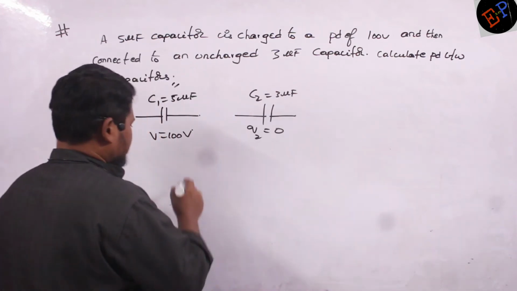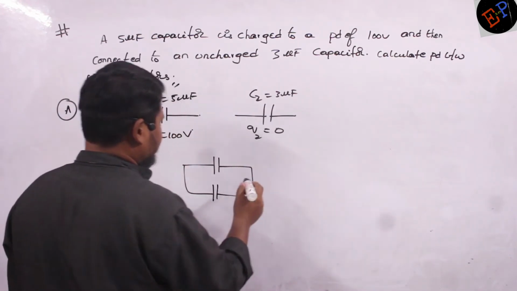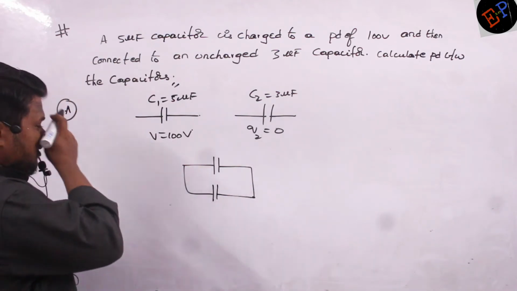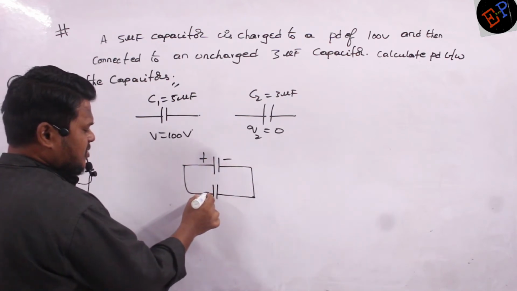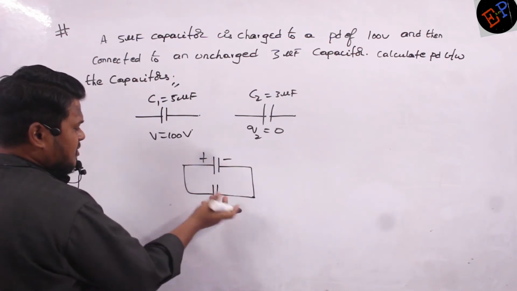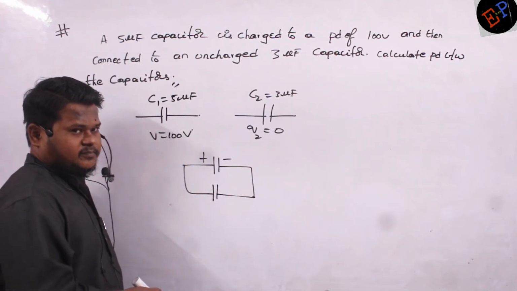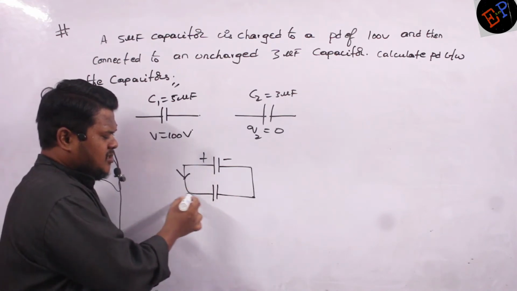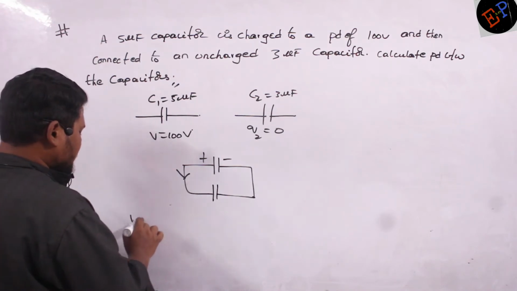So therefore, this is my first capacitor and this is my second capacitor. Clear, no? So calculate the potential difference between the capacitors. So this is a positive plate, negative plate. This is not a positive plate, this is not a negative plate. Both of them are neutral plates. But a charge will flow from which plate to which plate? Charge definitely flows from the positive plate to the uncharged plate. This is what happens. So therefore, what is the equation of common potential?